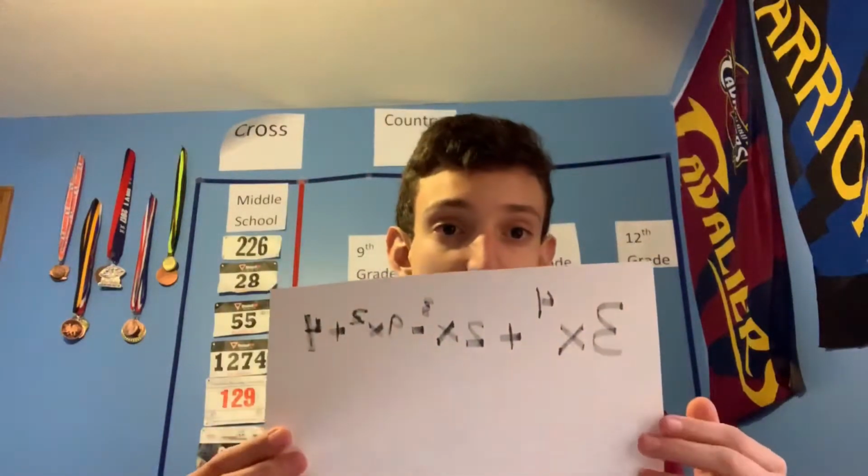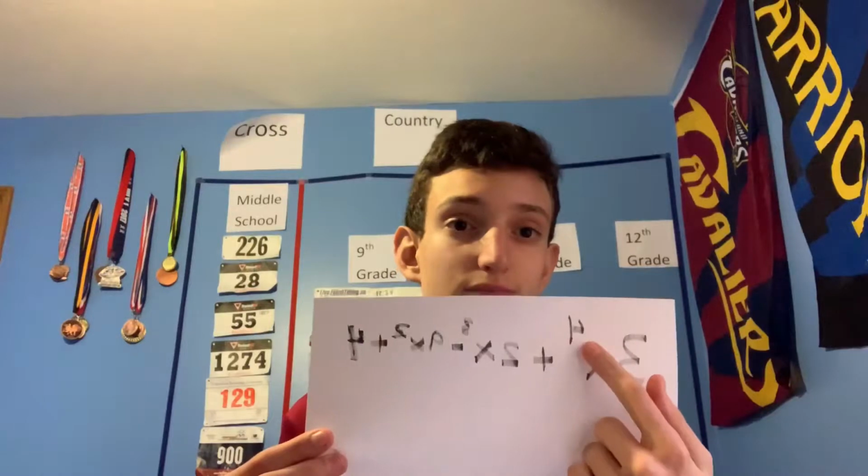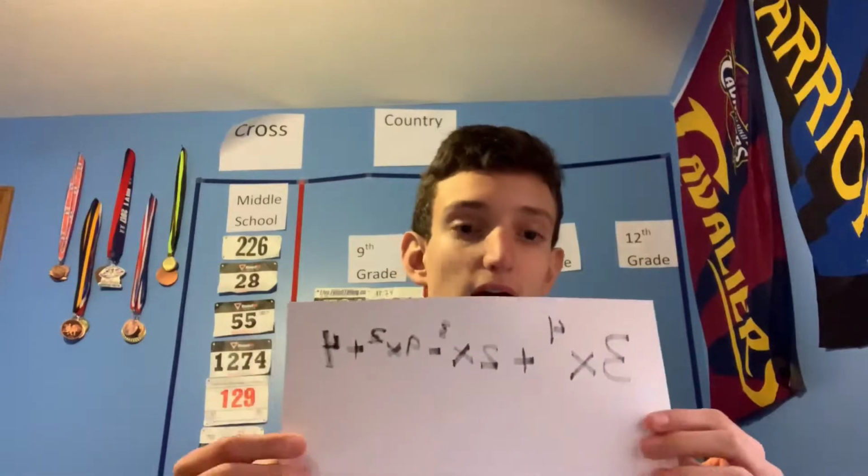The next thing is turning points. Then again, you look at the equation just like this. You look at the highest exponent and you subtract 1 from it. So from this it'd be 4, and then there'd be 3. So there'd be 3 turning points. So you just subtract 1 from the highest degree.